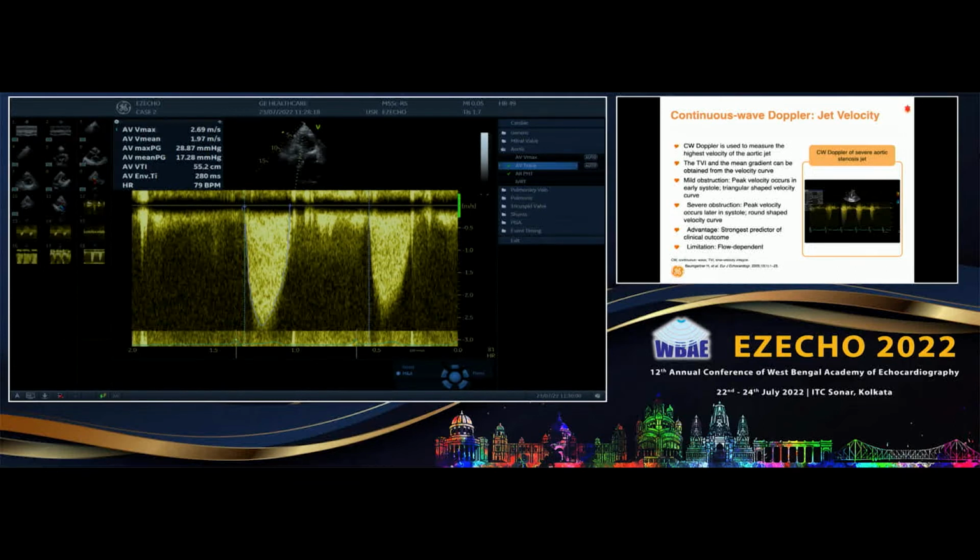Then as Shantanu was talking, we'll come to the stroke volume index. The stroke volume index will be helpful. DVI is very important. Let's see that stroke volume. He's a low flow, low gradient, and the DVI is quite good, and the stroke volume you are talking about.